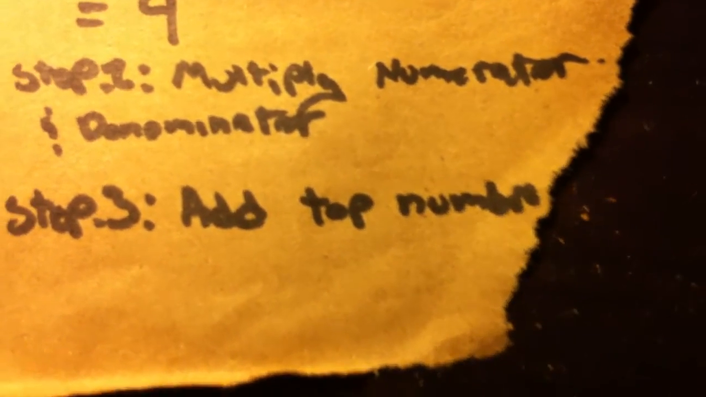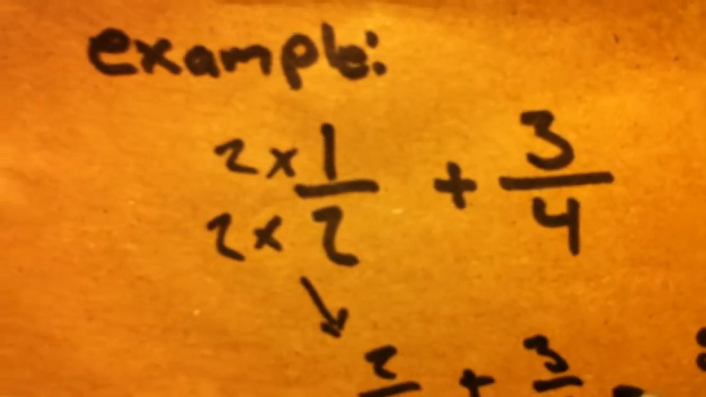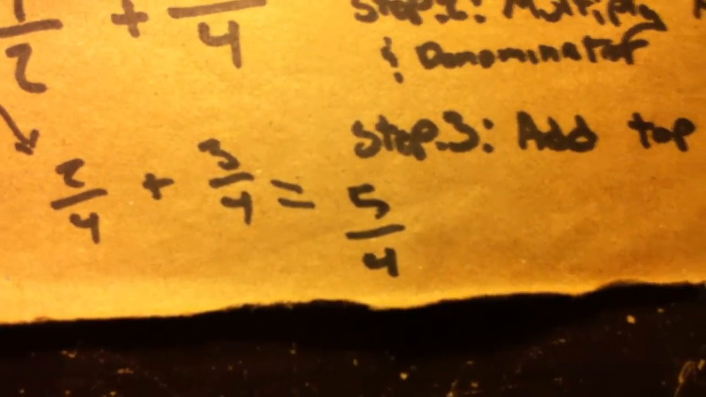All right, last step. Add the top number, which is the numerator. So it's going to be 5/4 is the answer to this one. That's how you handle adding fractions.